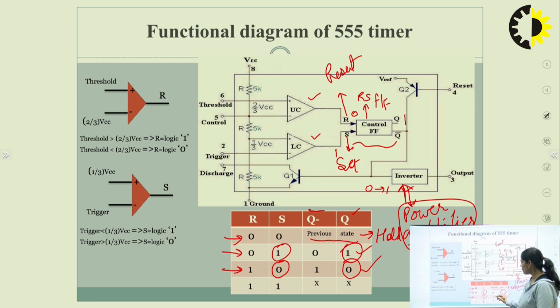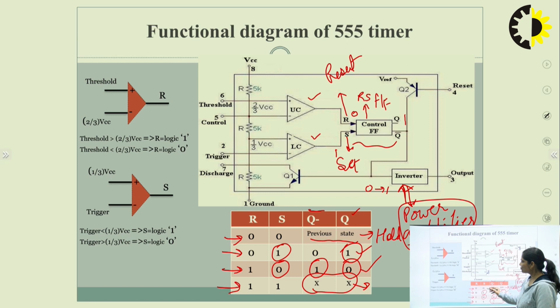Now, the next state is when R is 1 and S is also 1, which means both are logically high. Then you can see the output is undefined, or you can say undefined states or don't care conditions, right? So this is the truth table, or you can say this is the working of this RS flip-flop.